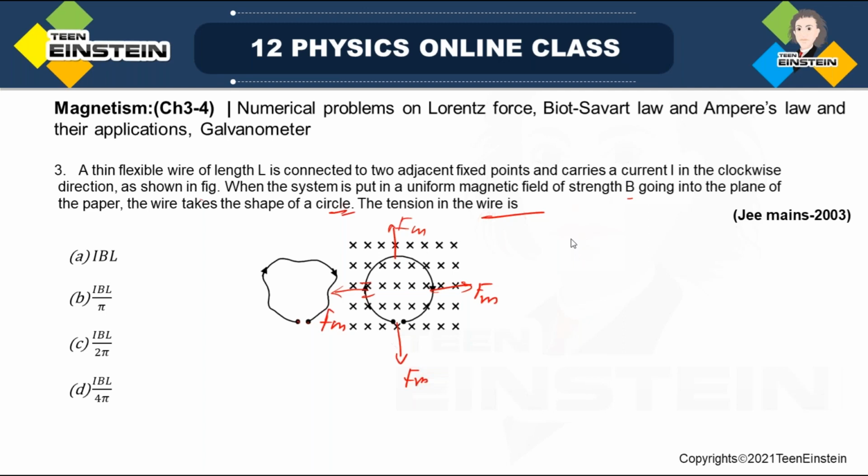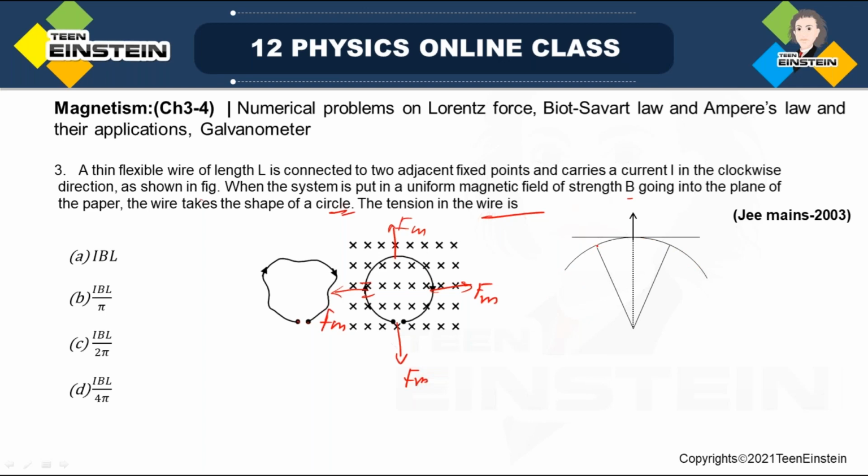Yes, so we have to find out the tension. To calculate the tension, we have to draw a figure, say this one. I hope you are able to see. This is a zoomed version of a particular portion of this circular path. If I take just a small portion of the circular path, this is a small arc.